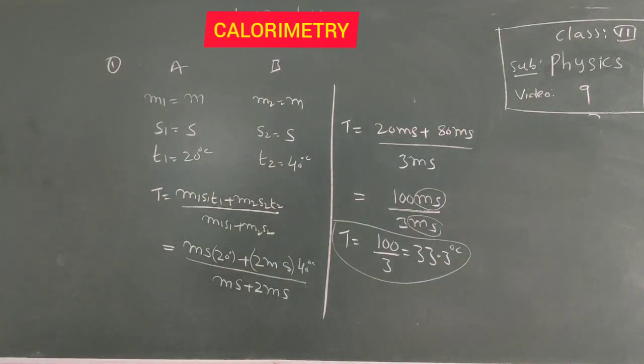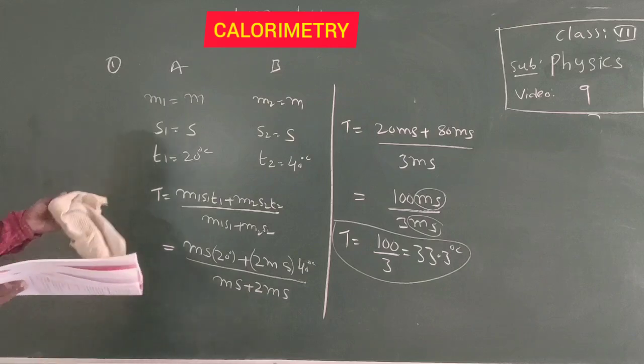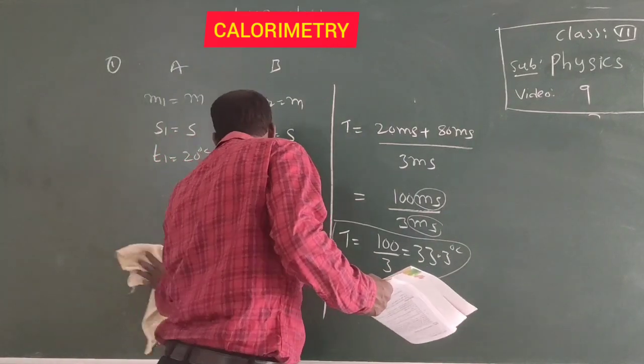So here temperature of the mixture equal to 33.3, so T equal to 33 degrees Celsius. It is the temperature of A and B. Resultant temperature of A and B equal to 33.3 degrees Celsius. Next, A and C are mixed together. Then find resultant temperature.